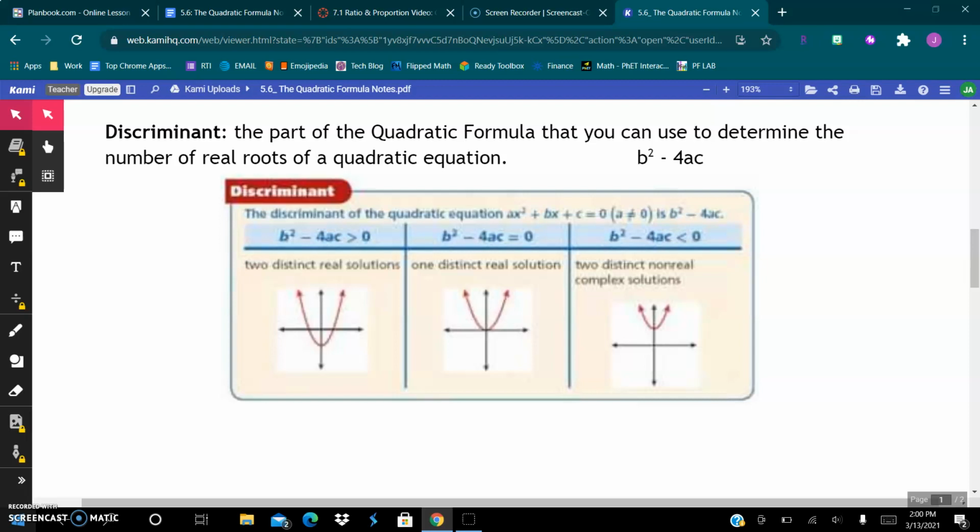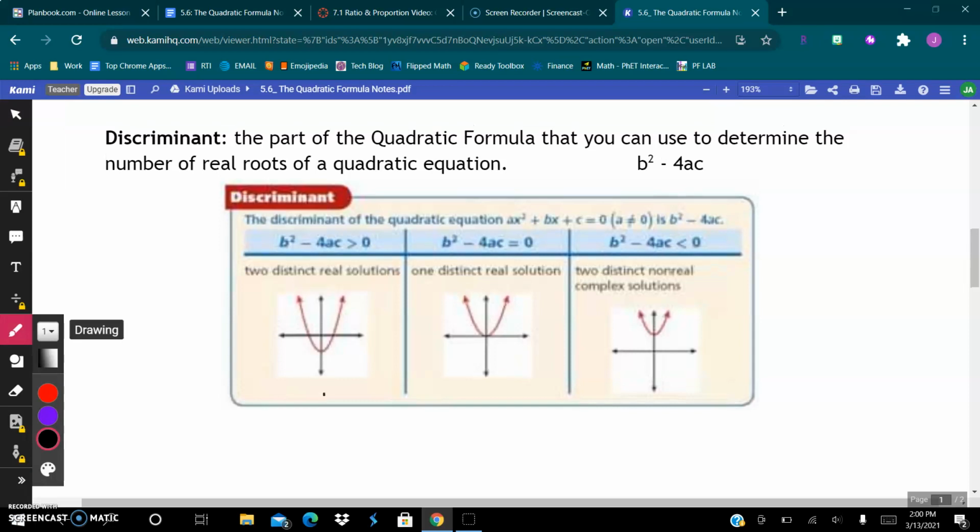And there's pictures underneath to go with that, showing you what the graph would look like. So if there's two answers, we would have this here. If there's one answer, it's just sitting on the x-axis here. And if we have no solutions, it means it's not touching the x-axis at all, like what we have going on there.